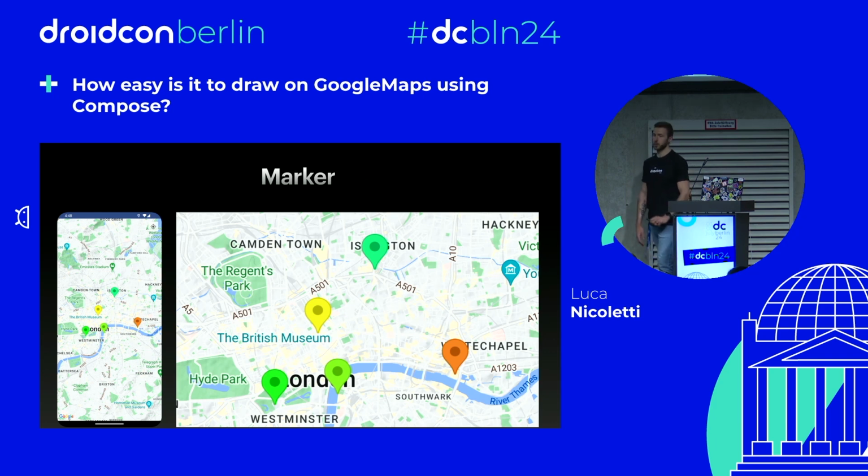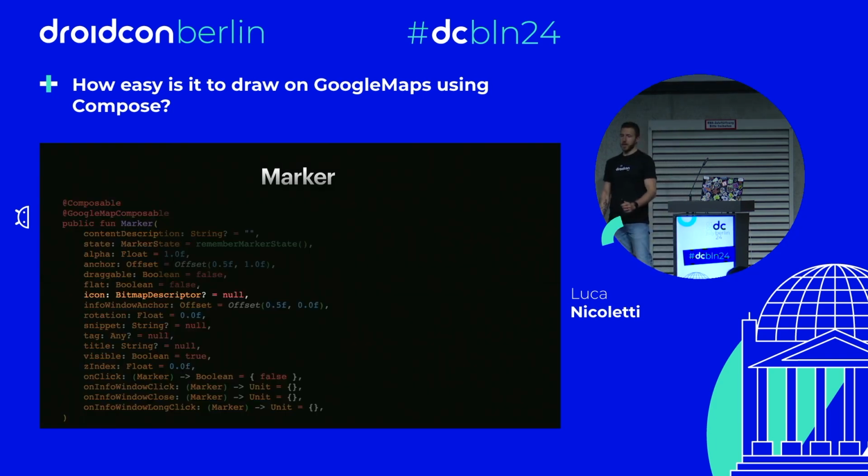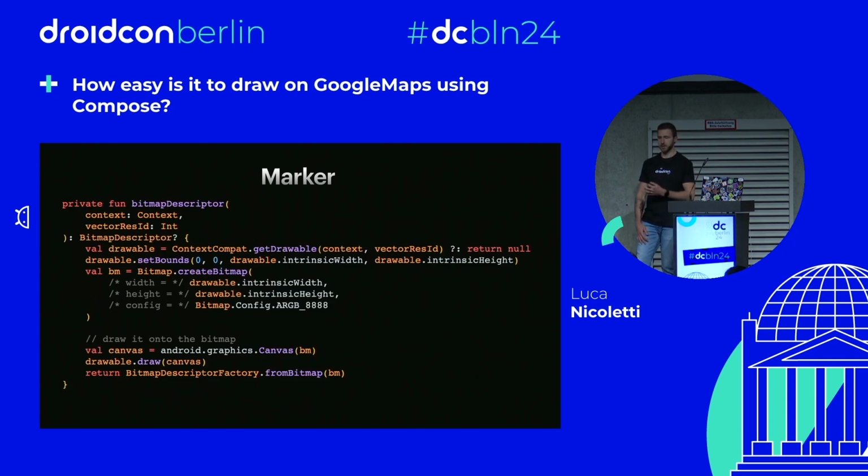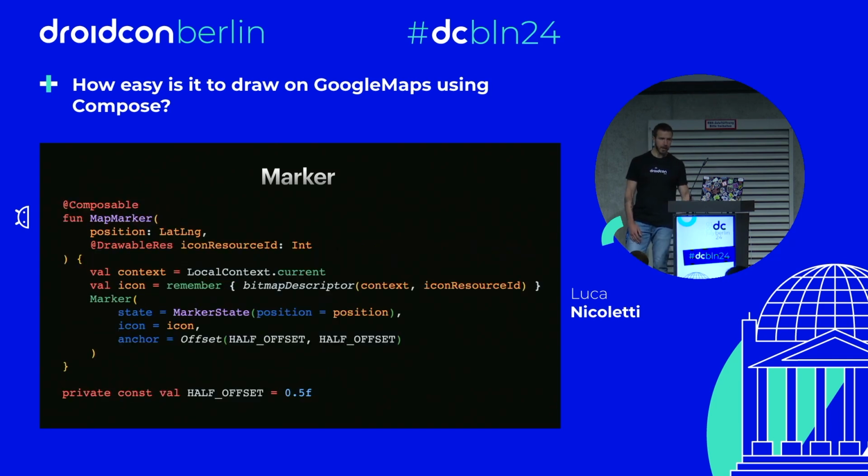If you want to use a completely custom icon, you need to provide a bitmap descriptor, so you can provide just a drawable resource. This is a simple function that gets a drawable, creates a bitmap from the drawable, draws the drawable on the canvas, and returns the bitmap by using the bitmap descriptor factory from bitmap function. And this is how you could use the bitmap descriptor function that I just showed you to customize the icon entirely of a marker.